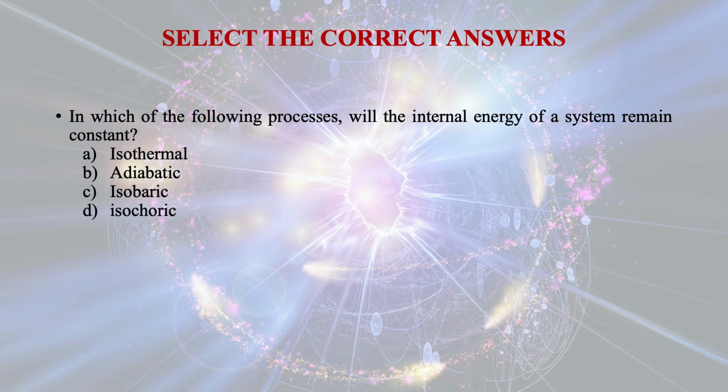Now this is a very simple objective type question. Let us see how we can solve this problem. In which of the following processes will the internal energy of a system remain constant? But we all know that for an isothermal process, when temperature remains constant, there is no change in internal energy. So the first option is correct.